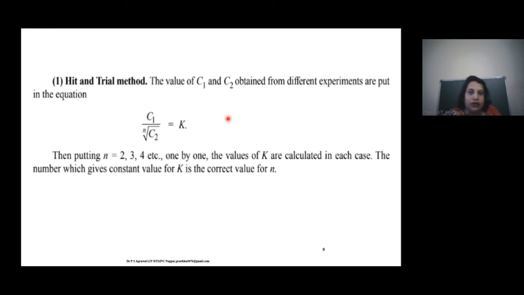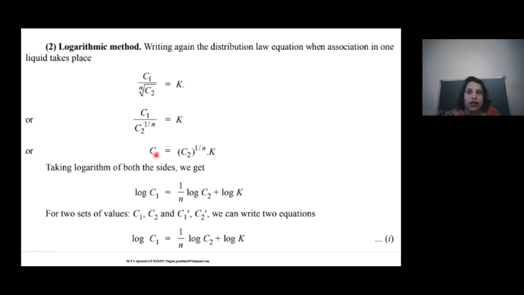If it is constant, then n is equal to 2. If not, then see C1 upon cube root of C2. If it is constant, n is equal to 3, and like this. That's why it is a hit and trial method. You just have to try again and again till you get this constant value. When you get the constant value, the related value of n is the degree of association n.